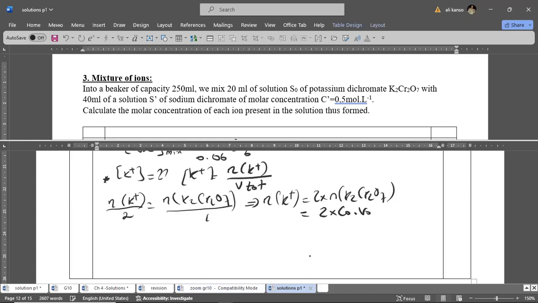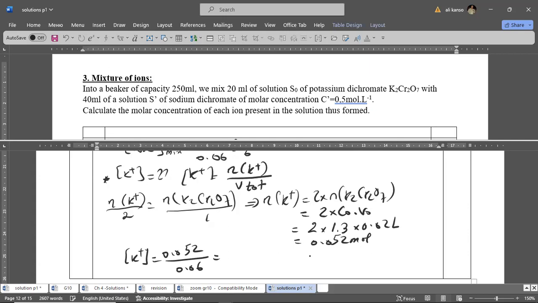Equal 2 times C0, which is 1.3, V0 taken is 0.02 liter. The answer is 0.052 mole. Okay, the concentration of K plus equals the number of mole, which is 0.052, divided by the volume total, which is 0.06.